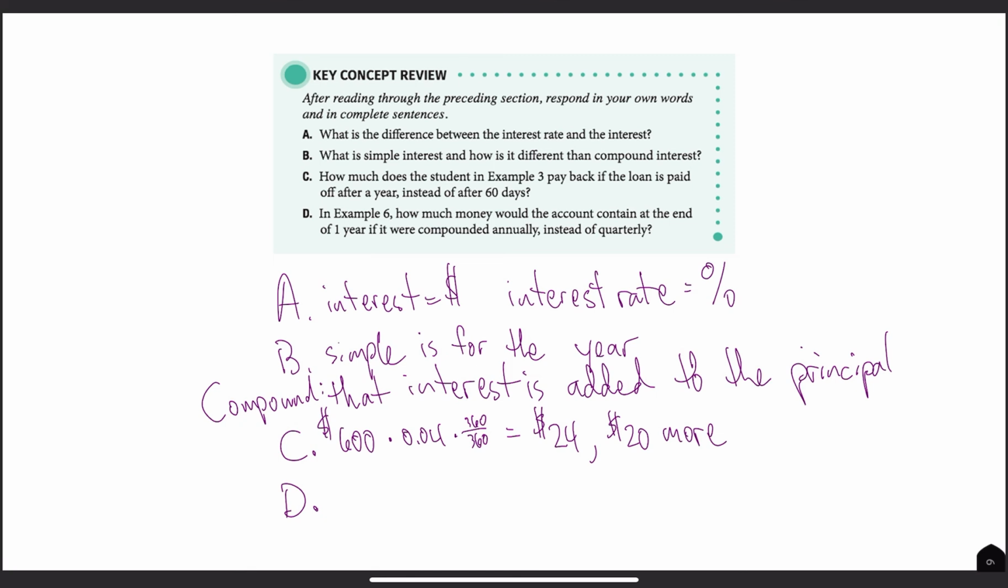All right, D. In example 6, how much money would the account contain at the end of 1 year if it were compounded annually instead of quarterly? So what is $10,000 times 6%? That would be $600. So there would be $10,600 in the account.